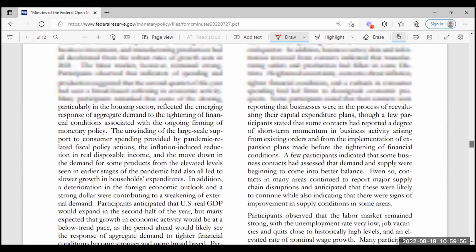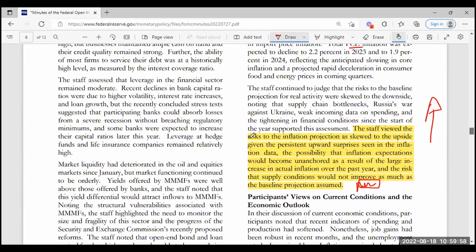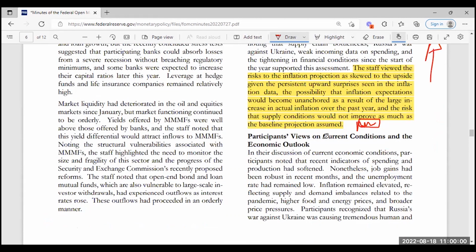And lastly, I just want to honestly continue the same trend. Participants' views on current conditions and the economic outlook. In their discussion of current conditions, participants noted that recent indicators of spending and production had softened, right? So this is something now about the participants who were consulted here.